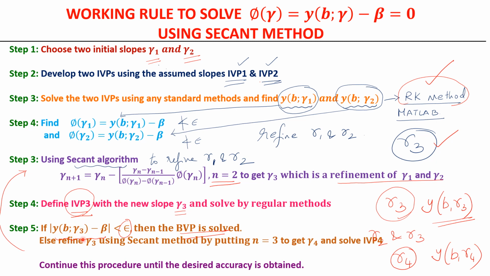Subtract it from beta, check whether the difference is within the permissible limit. If done, then the BVP is solved, conclude your answer. If not, again refine gamma 2 and gamma 3 by using the secant algorithm and calculate gamma 4. Construct IVP4 and obtain y of b comma gamma 4. Once again, check the gap between y of b comma gamma 4 and beta. If it is less than epsilon, BVP is solved, else the procedure continues again and again until we get a value which is very close to beta or which is in the permissible limit.